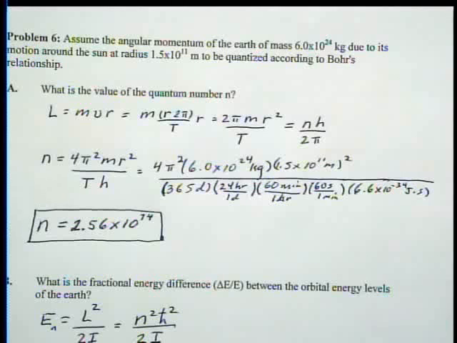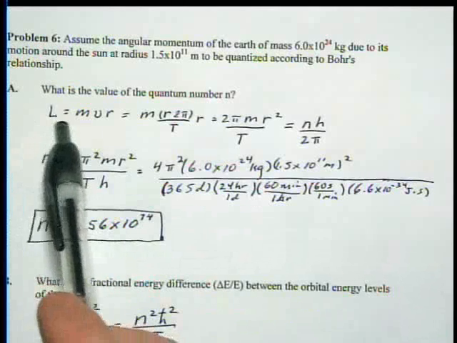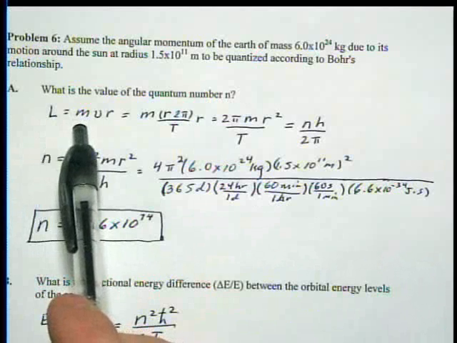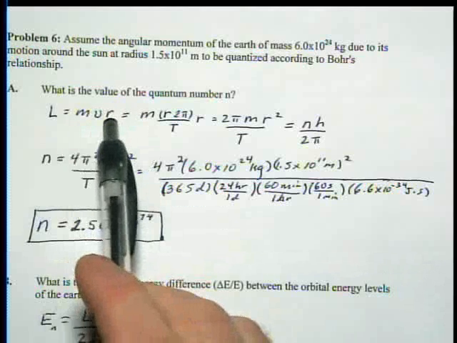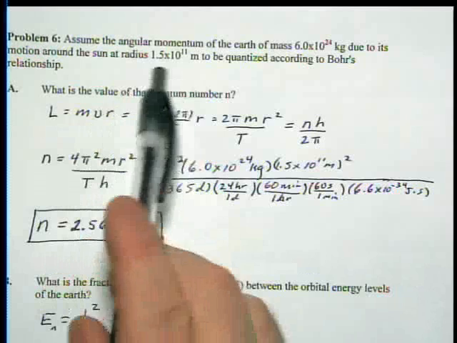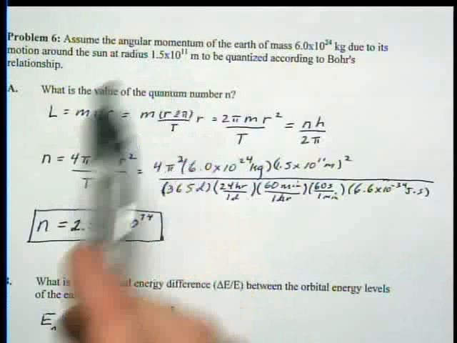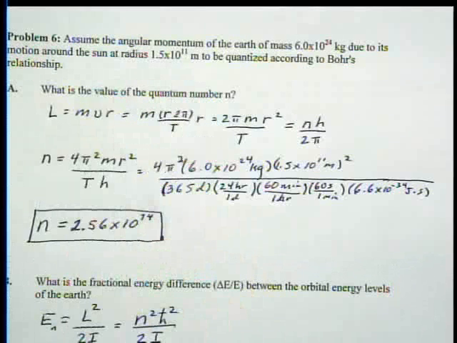What is the value of the quantum number? Well, L is momentum, mv cross r. Since they're at right angles to each other for a circular orbit, it's simply mvr. Now my problem is they didn't give me the velocity. They don't need to. I know the time it takes the Earth to go around the Sun. I know what a calendar year is.